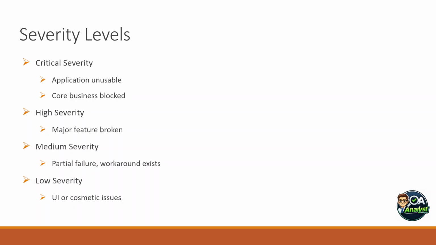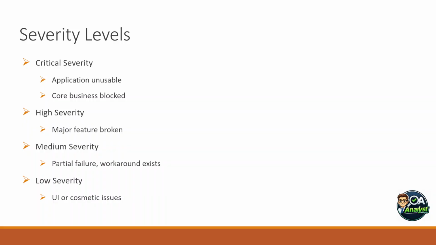The second type is high severity. High severity means major functionality is broken. The application still opens but important features fail. For example, the checkout button is not working. You have added some products in the cart and then try to check out, but the checkout button is not working. Search functionality is broken. The user cannot add items to the cart. These are some examples of high severity.